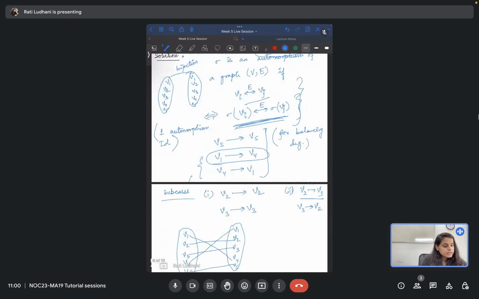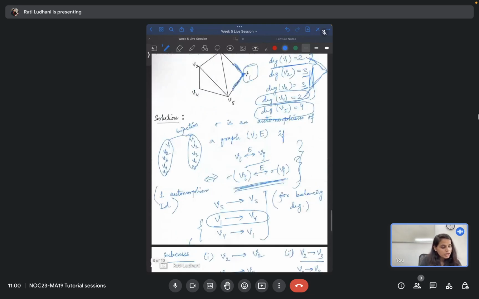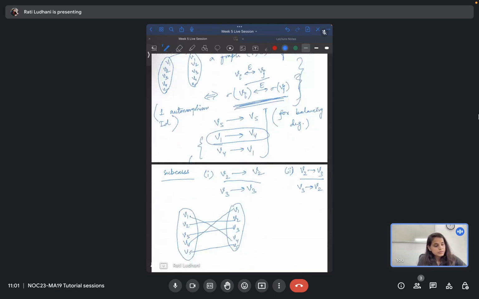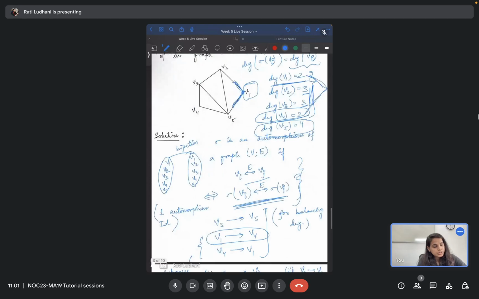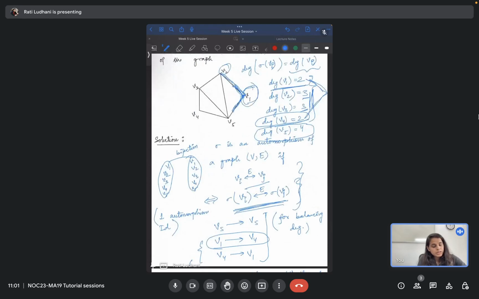Okay, so we are saying v2 is mapping to v2. So for example, v1 and v2 has an edge, right? There's an edge between v1 and v2. So their images should have an edge between those, right? So sigma of v1, we have chosen it to be v4, and sigma of v2 we have fixed it in the first case. So now we have to check whether there is an edge between v4 and v2. Is there any edge between v2 and v4? No. So this is not possible. So this discards this possibility.